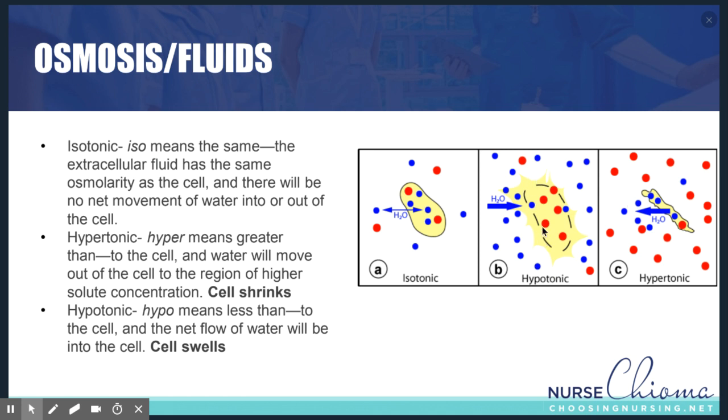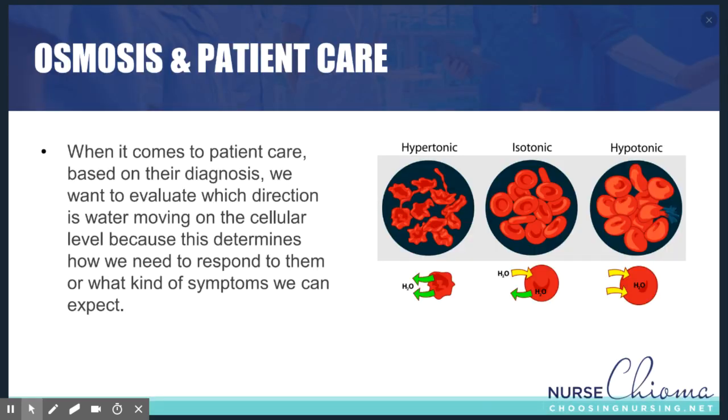Hypotonic is in the middle right here. Hypo means less than the cell, and the net flow of water will be into the cell. Here there's more solute in the cell. See all the red here? So water is now traveling into the cell. This is causing the cell to swell, to get nice and plump and big. This is what it looks like.